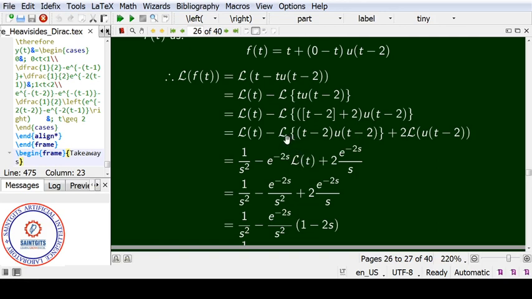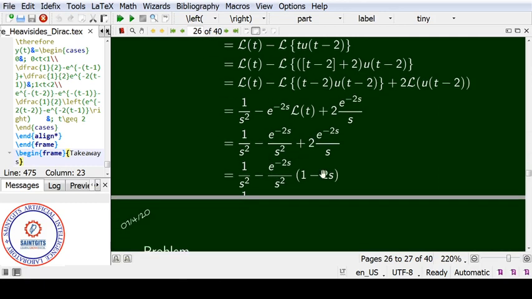Then the remaining term is u of t minus 2 and 2 L of t plus 2 into e raised to minus 2s by s. L of t is again 1 by s square. So e raised to minus 2s into 1 by s square. So we got the solution 1 by s square minus e raised to minus 2s by s square plus 2 into e raised to minus 2s by s. Now on simplification we got 1 by s square minus e raised to minus 2s by s square into 1 minus 2s.